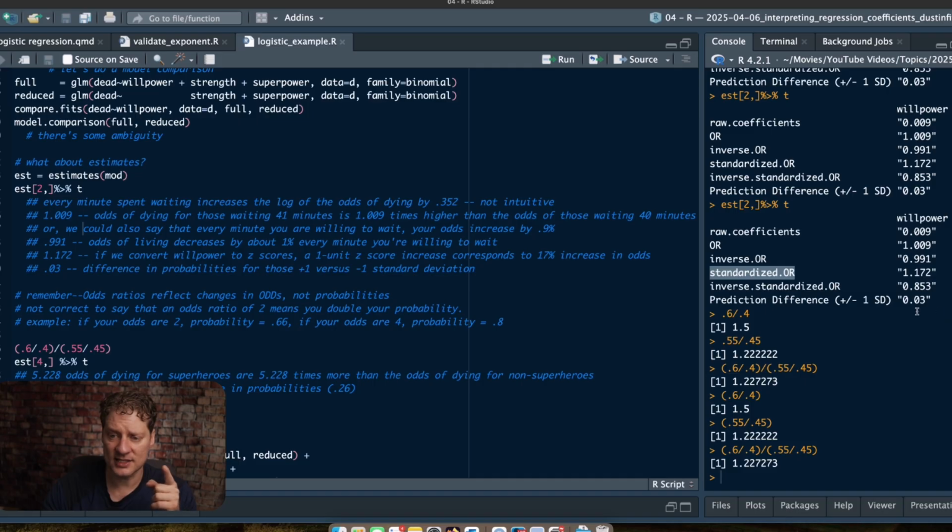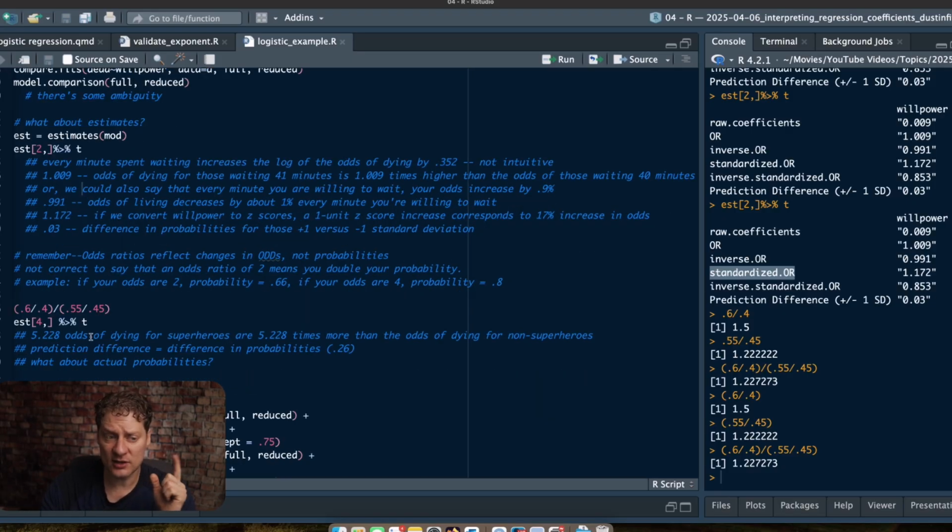It's talking about probabilities. So it says, all right, let's compare those who are one standard deviation above the mean in willpower versus those who are one standard deviation below the mean, and compute the difference in their predicted probabilities. So this tells you that it's only a 3% difference. So the people who are one standard deviation above the mean, for example, have a 3% higher chance of dying than those who are one standard deviation below the mean. So that's pretty intuitive.